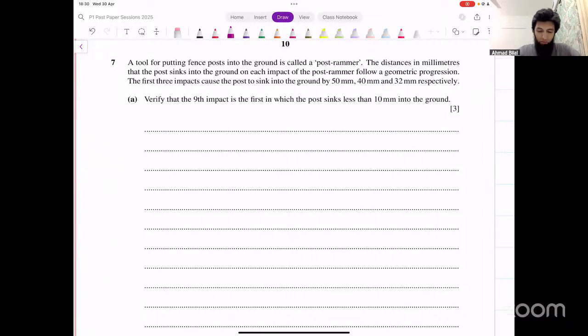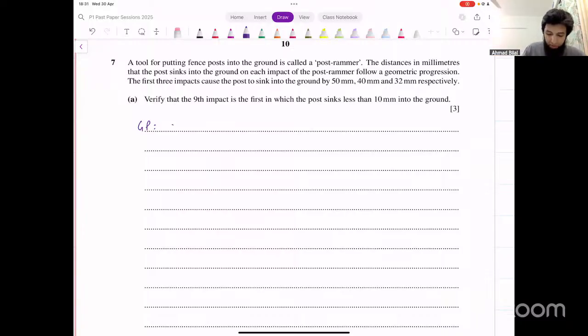A tool for putting fence posts into the ground is called a post rammer. The distances in millimeters that the post sinks into the ground on each impact of the post rammer follow a geometric progression. So we've got a GP. The first 3 impacts cause the post to sink into the ground by 50 millimeters, 40 millimeters, and 32 millimeters respectively. Verify that the 9th impact is the first in which the post sinks less than 10 millimeters into the ground. Now how do we do that?